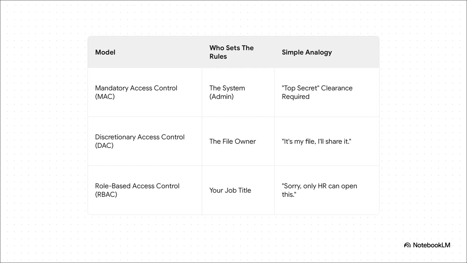Simple. But the big one, the one you'll see almost everywhere in the workplace, is role-based access control, RBAC. This is where your permissions are tied directly to your job title. Are you an HR manager? Great, you can see the salary files. You're not? Sorry, that door stays closed.